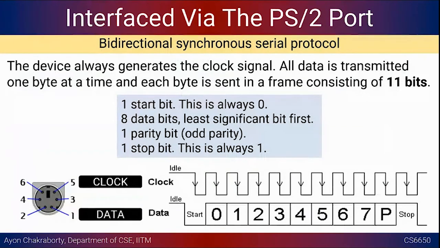So we use something called a bidirectional synchronous serial protocol, and in this the device always generates a clock signal. So the keyboard or the mouse, or any IoT device or any sort of external device that is trying to talk to your IoT system, is going to generate the clock signal, and the data that will be coming to your system will consist of 11 bits.